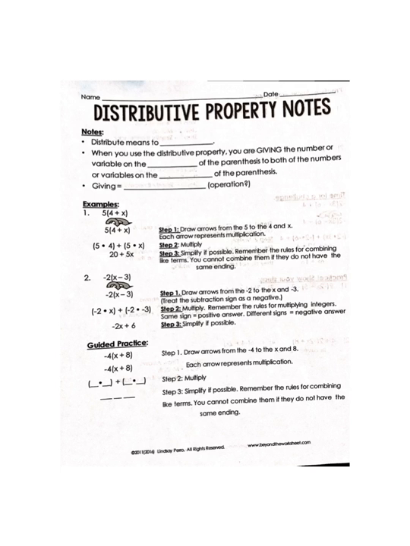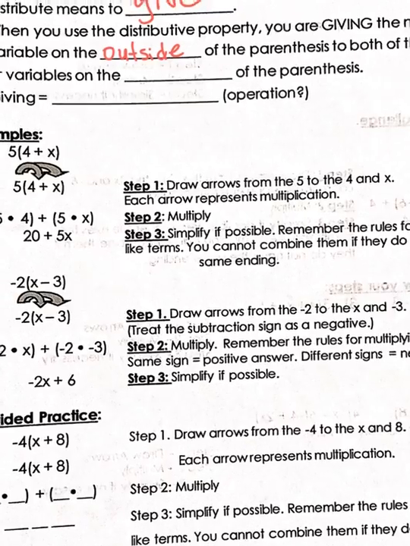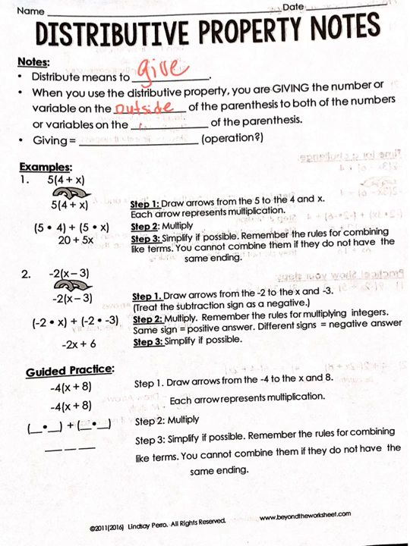So distribution means to give. To give something, you're giving it away. When you use the distributive property, you are giving the number or variable on the outside of the parentheses to both of the numbers or variables on the inside of the parentheses. Giving equals multiplying.